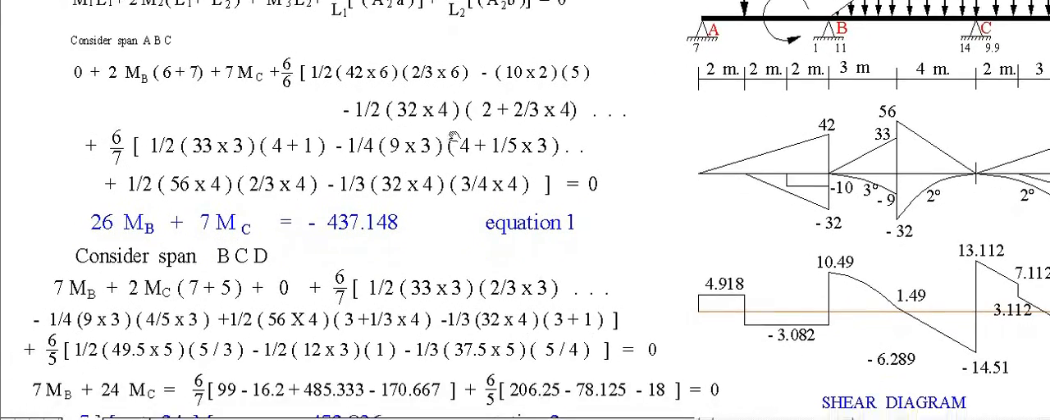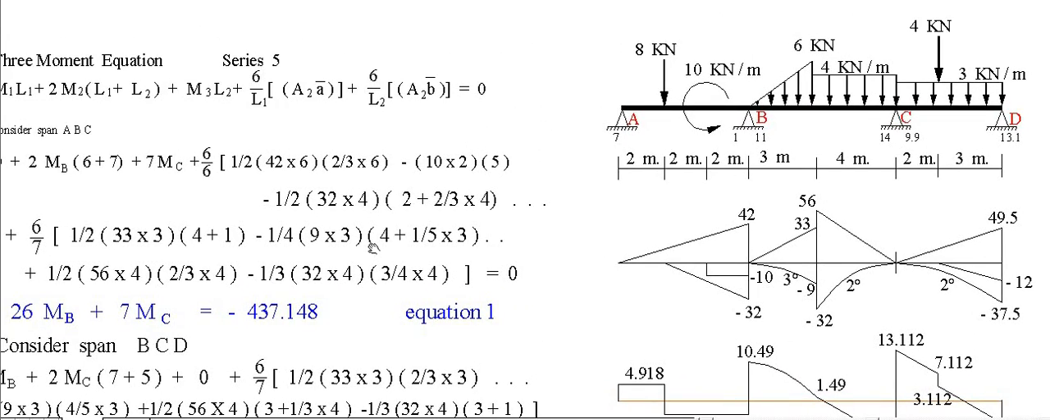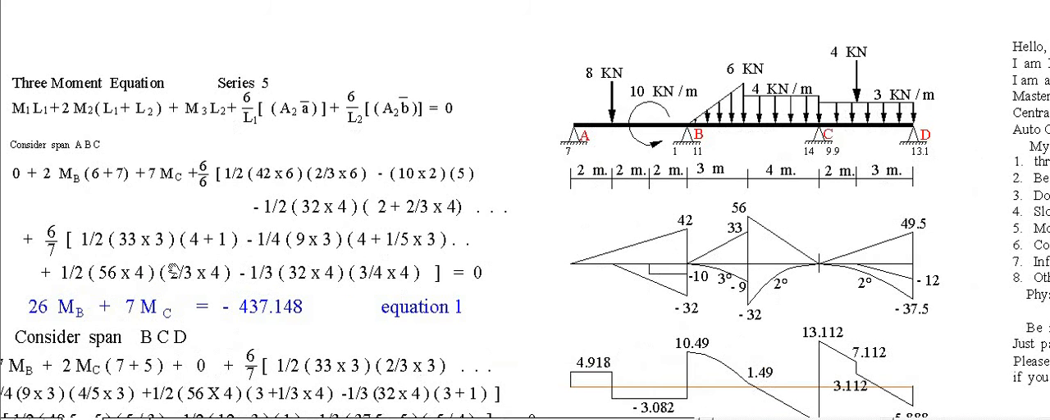The right span, this one, the right span 6 over L2 or 7. The right span is BC, 7. Then the area 1/2 of 33 by 3 times the distance from here. The origin must be on the right of the right span. So this is 4 plus 1/3 of 3. Minus this one, 1/4 third degree, 1/4 of 9 by 3. Distance is 4 plus 1/5 of 3.